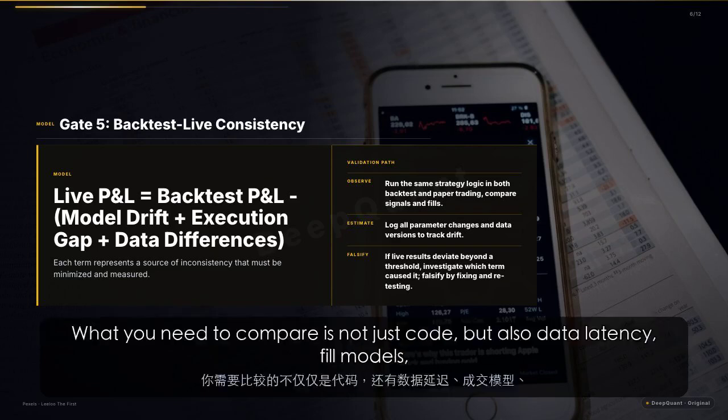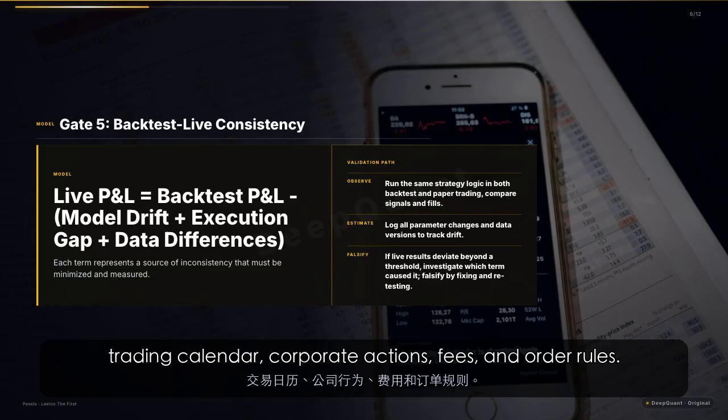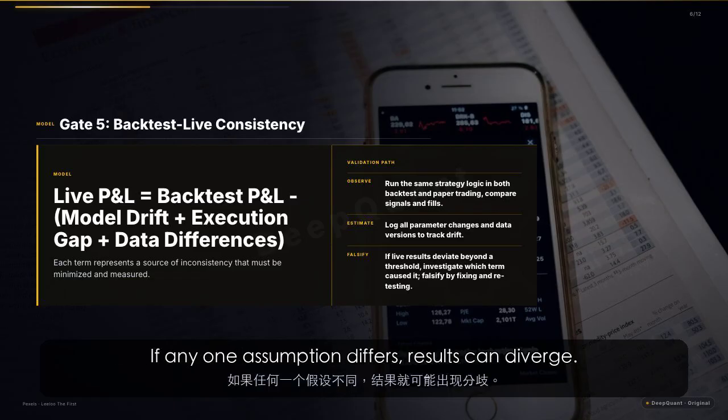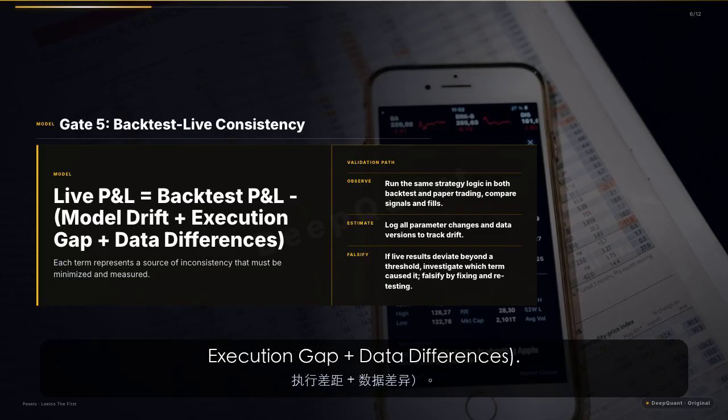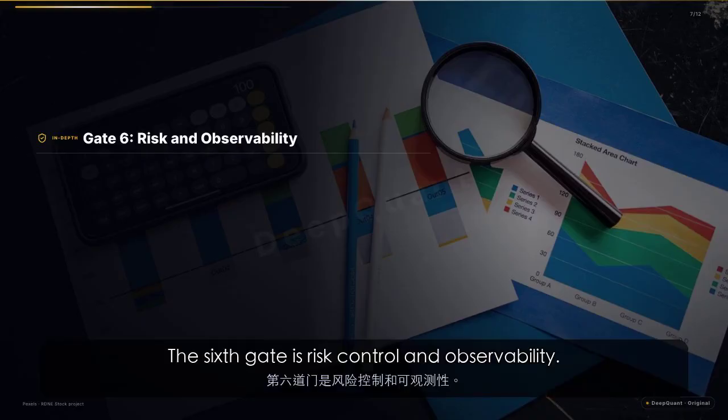What you need to compare is not just code, but also data latency, fill models, trading calendar, corporate actions, fees, and order rules. If any one assumption differs, results can diverge. A simple formula to keep in mind: live PNL equals backtest PNL, minus model drift, plus execution gap, plus data differences. The sixth gate is risk control and observability.